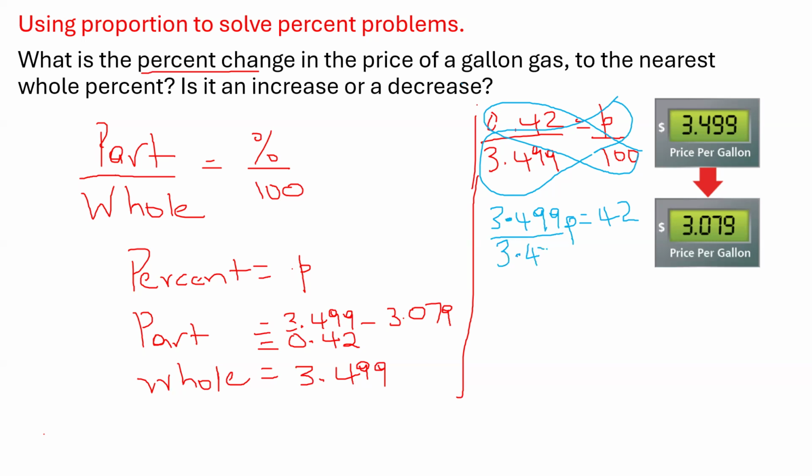So we're going to divide by 3.499. If I divide the left-hand side of the equal sign by that number, I will have to do the same to the right-hand side of the equal sign. So basically, I'm dividing both sides by 3.499. 3.499 into itself goes one time. 1 times P is 1P, or you can say P. When you divide 42 by 3.499, you are going to get 12.